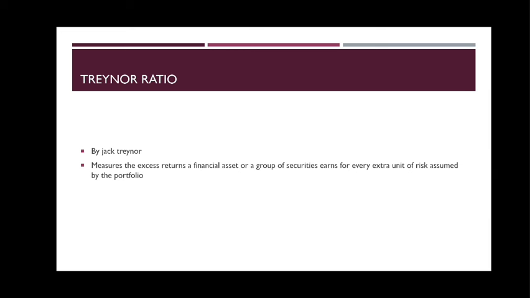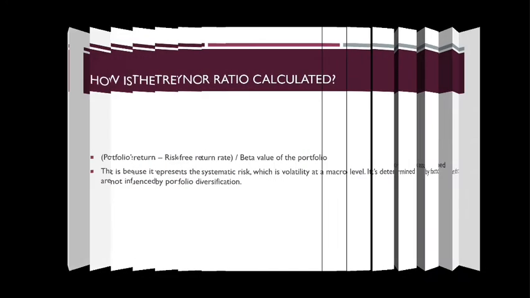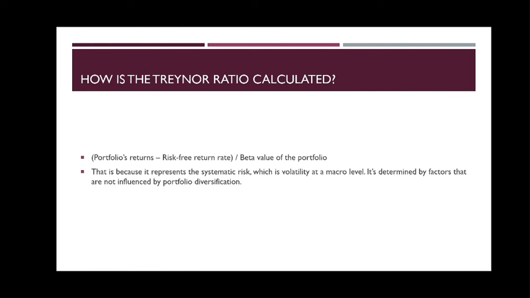Ke is equal to risk-free return plus beta into return of market minus risk-free return. So Treynor ratio helps for how much return we get for 1 beta. How is the Treynor ratio calculated? Simply, first subtract the risk-free return from the actual return, divided by beta.